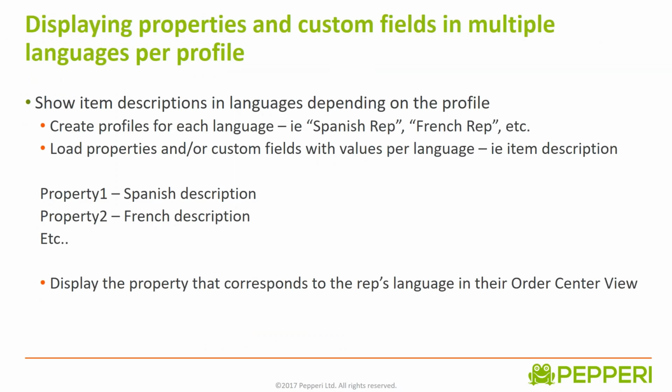I'll show you the example of how to display properties and any custom fields in multiple languages per profile. So if you wanted to show the value of one of your fields, let's say the description of an item, which is a very popular request, you would have to, first of all, create profiles for each language. So you'd have a Spanish rep, a French rep. You saw I had Spanish rep, and I was using it in a few of the configurations. And then you would have to load properties or custom fields with the values per language, for example, the item description.